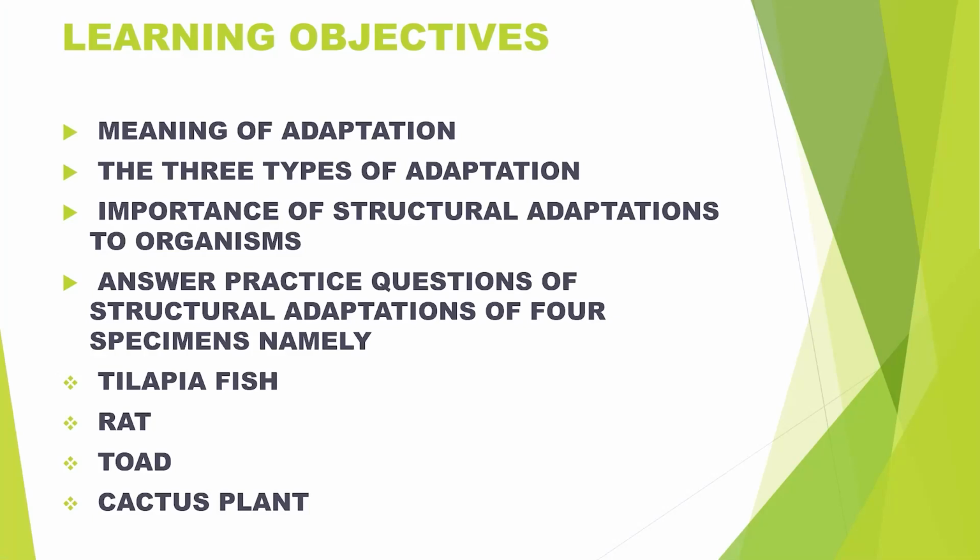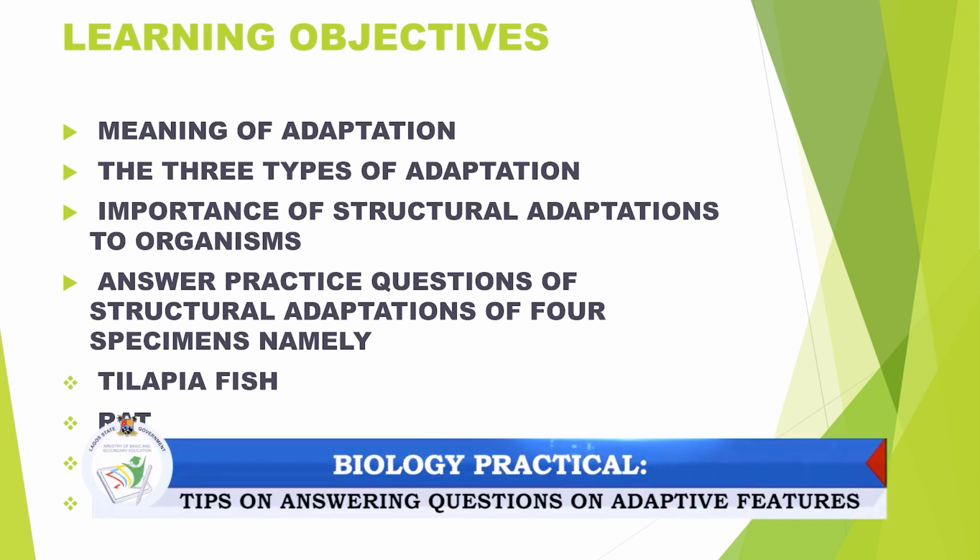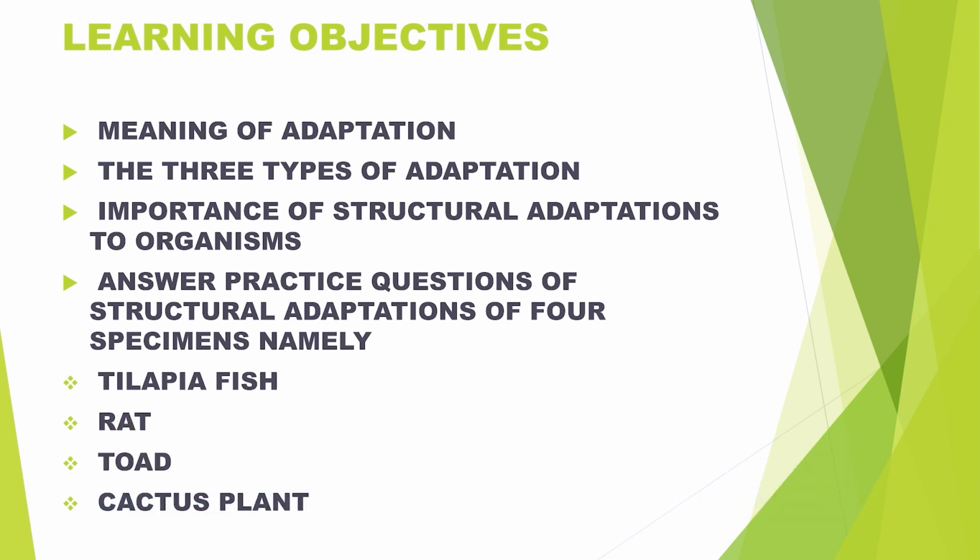But before we proceed, I would like to share with you the learning objectives in this class. Number one, at the end of this class, you will be able to give the meaning of adaptation. And number two, you'll be able to give the 3 types of adaptation. Number 3, you'll be able to answer some practice questions on about 4 specimens that will be presented to you. And also, you'll be able to state the importance of adaptation to organisms. So let's go with our first learning objectives.